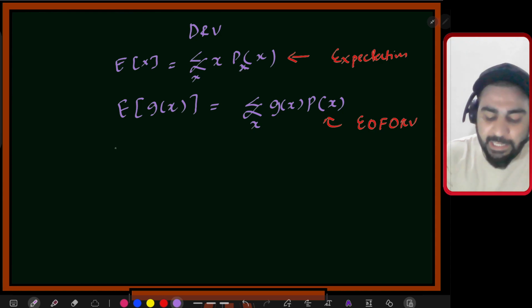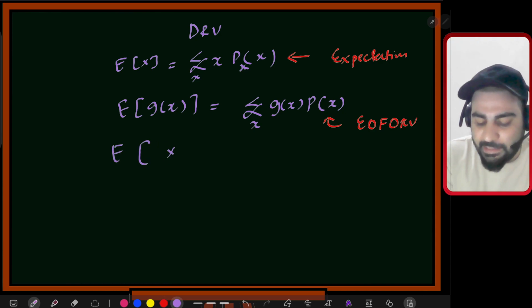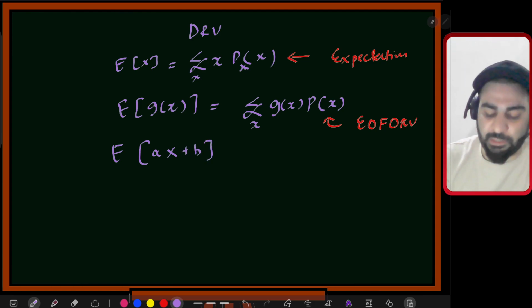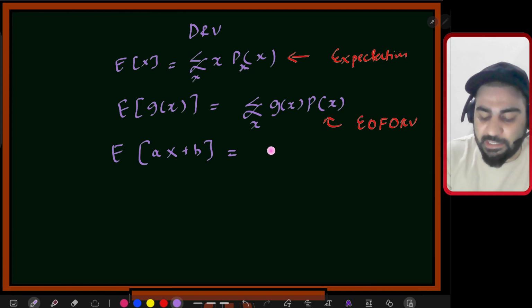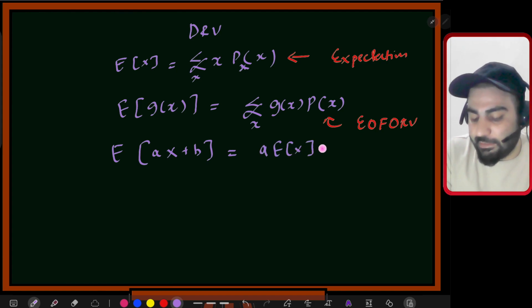And then we saw the linearity of expectation. If we have a random variable X and somehow we multiplied and added some constants, how is the expectation changed? So this is showing a linear property. That is something like this. This is called linearity.